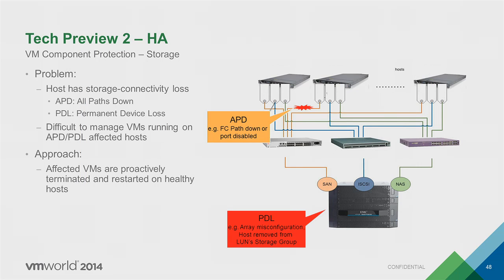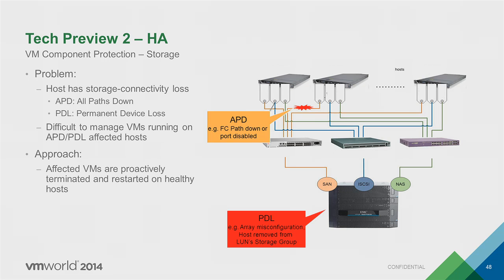So the next one that we're going to talk about is VM component protection. In 5.1, we introduced some capability of protecting your VMs from a PDL situation. It's an advanced setting, and it's a little bit involved to configure, and it doesn't work quite as well as we'd like. It's not as fast as we'd like. And we've had a lot of feedback that APD and PDL situations aren't currently handled well.